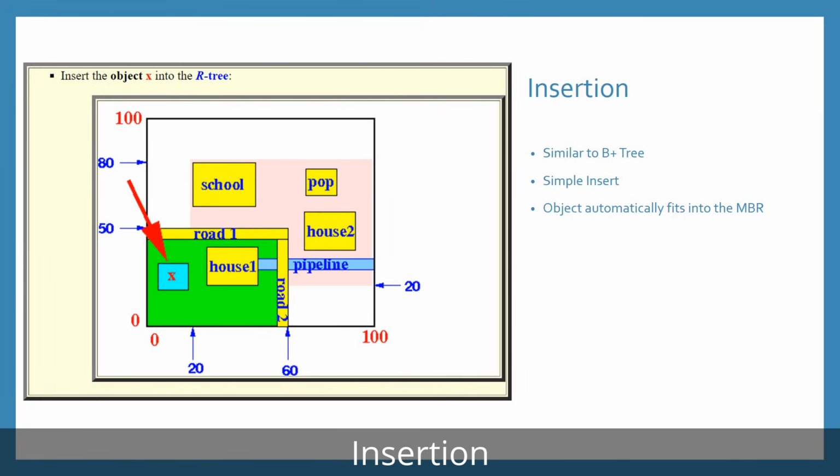Now we are going to talk about the insertion in an artery. Insertion of artery is similar to B+ tree. We'll first talk about an example where there's a simple insert, meaning that the object will automatically fit into an existing MBR and there is no need to change the size of the MBR. So we're going to insert object X into the artery. This is the existing artery, and we need to insert X in it. As you can see, X can automatically fit into this green MBR.